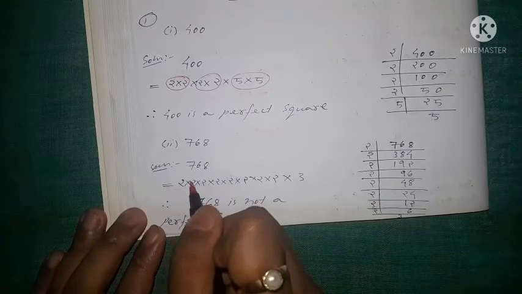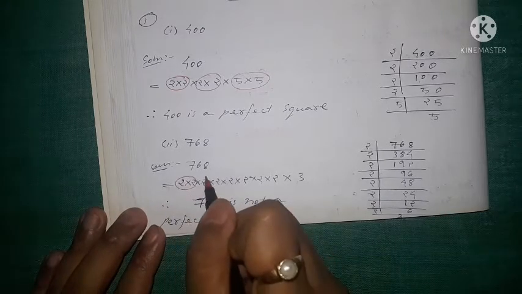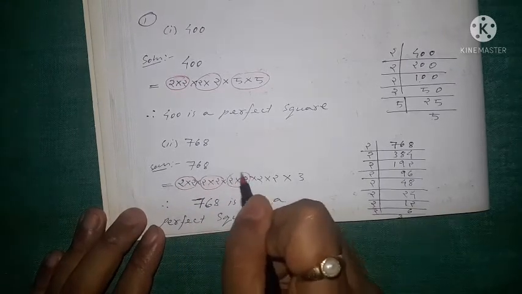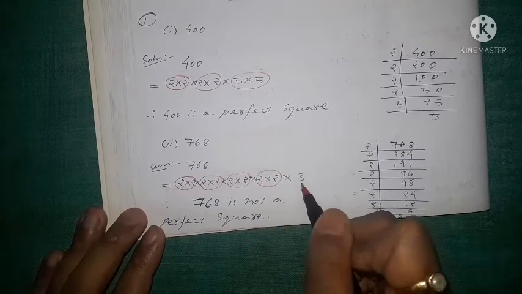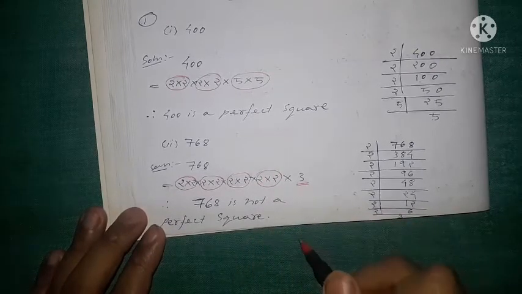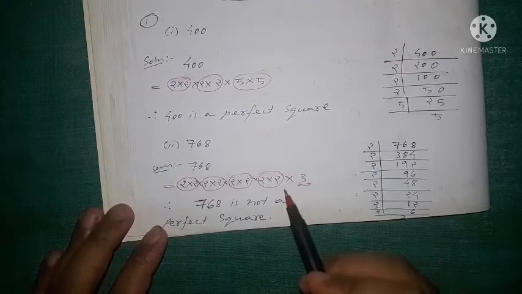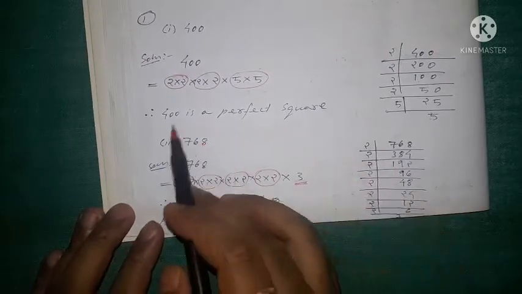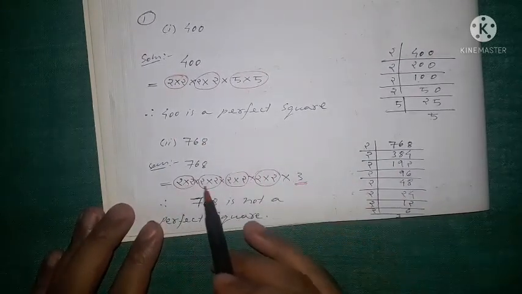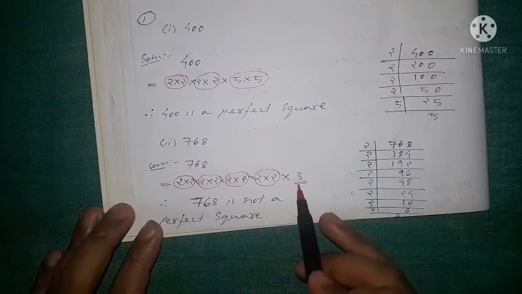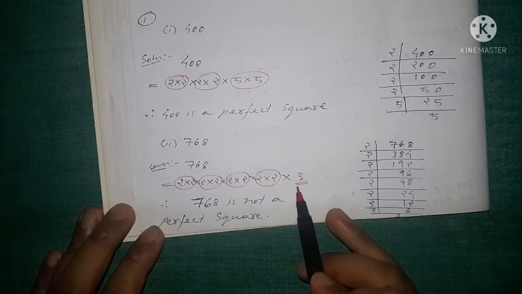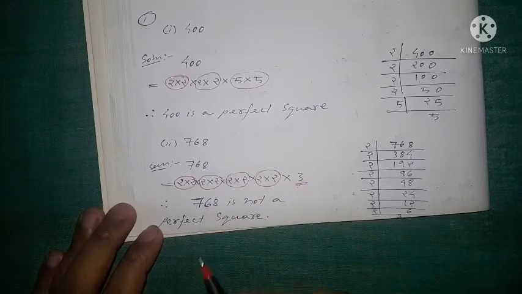That means if we make it pair, let's see what happens. So this is a pair. This is also a pair. This is also a pair. But here, as you can see, the 3 is alone. It is not in pair. So therefore, this is not a perfect square. To become a perfect square, all the numbers must be in pair. But here we can see the 3 is alone. So therefore, this is not a perfect square.